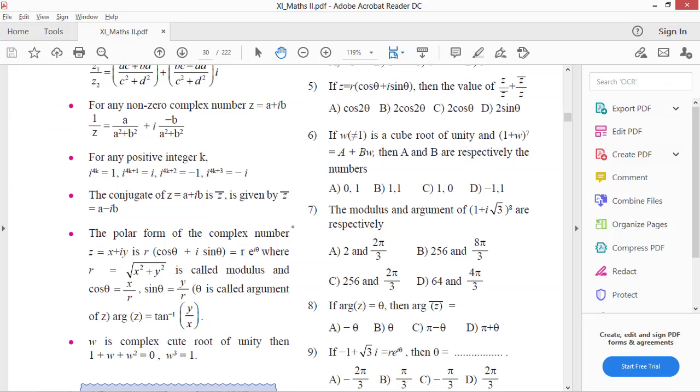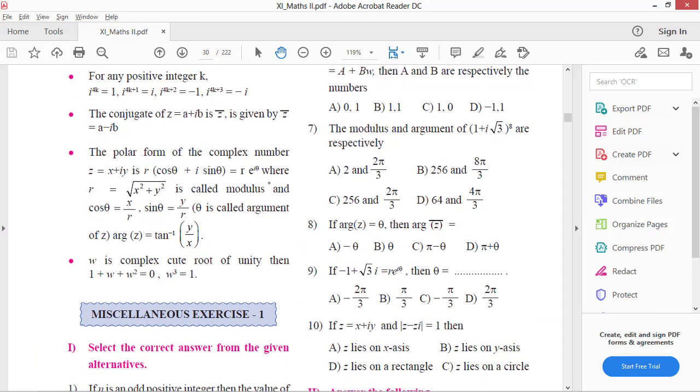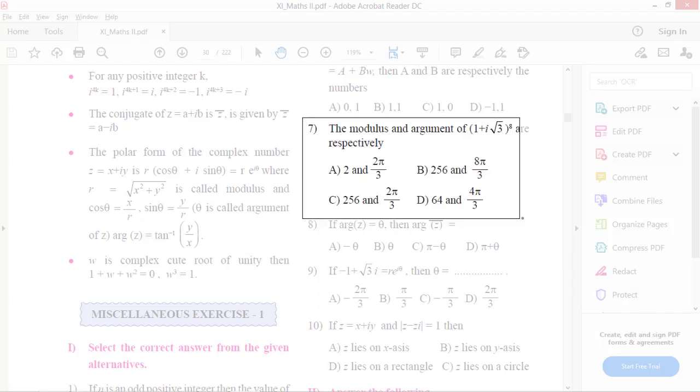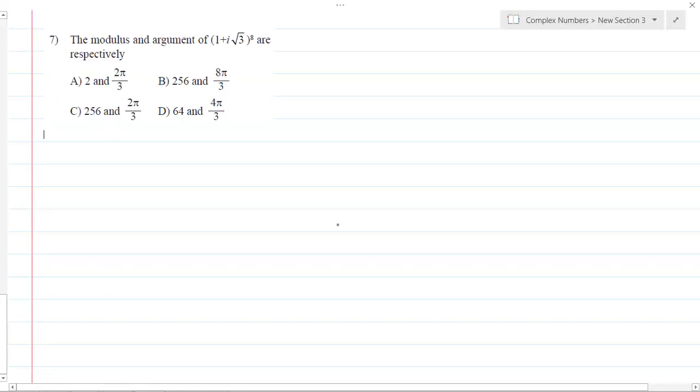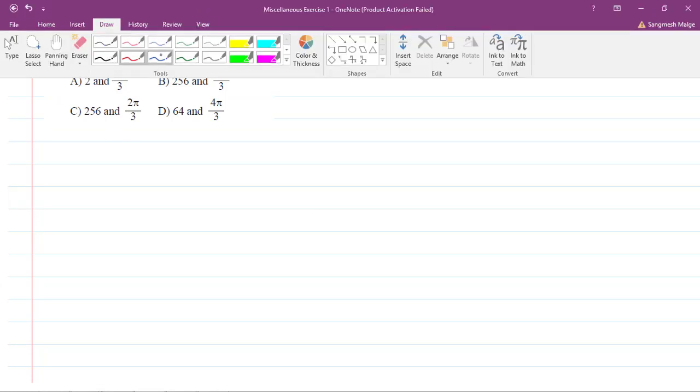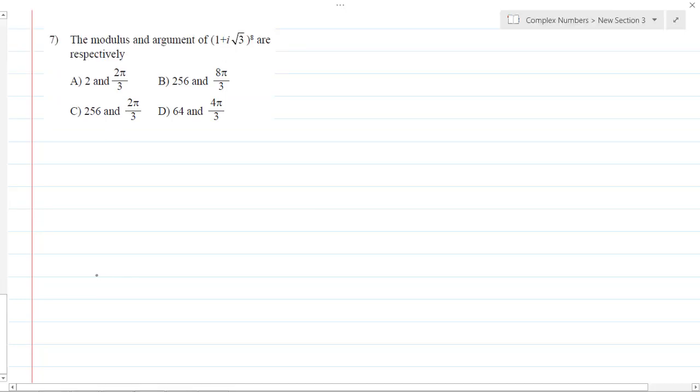Question number 7. It's very simple. You can do it on your own. So let's have this 7th question. Find the modulus and argument of this given complex number.